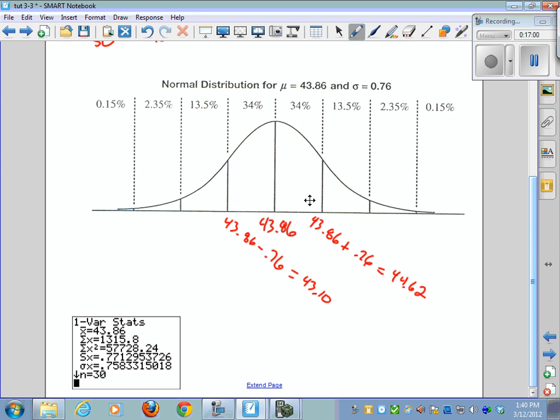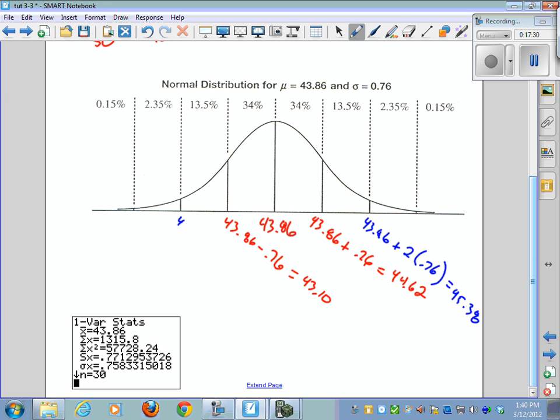Now you're going to do it. I'm going to do it in blue just so you guys can see the difference. What is the subtract one equal to? 43.10. The next one is 43.86 plus. Now remember here you got to go 2 standard deviations. So you got to go 2 times that 0.76, giving us 45.38.